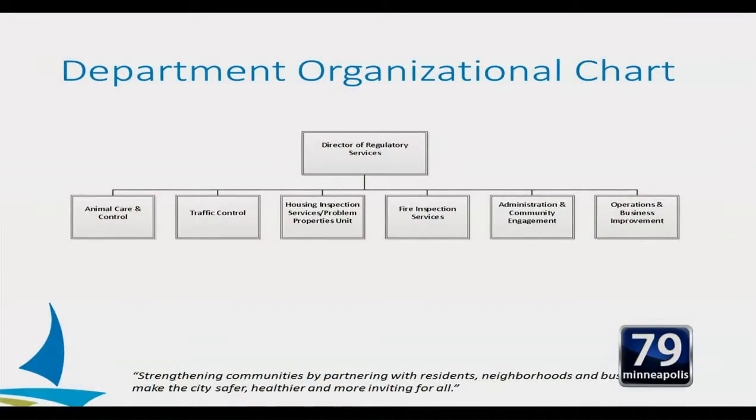On this, as you'll see on this slide, is our department org chart. The department's mission is listed there: strengthening communities by partnering with residents, neighborhoods, and businesses to make the city safer, healthier, and more inviting for all. You'll note here that the department is 6 divisions, 4 field divisions, and 2 administrative divisions, totaling 156 FTE.